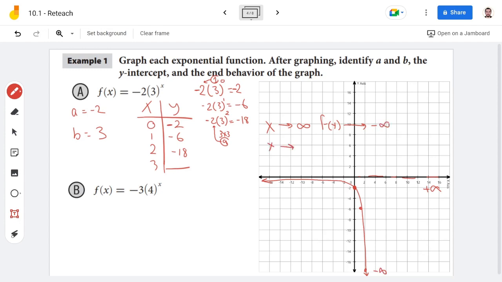Now, when x is approaching negative infinity, my f of x goes where? If you look here, it's approaching 0.